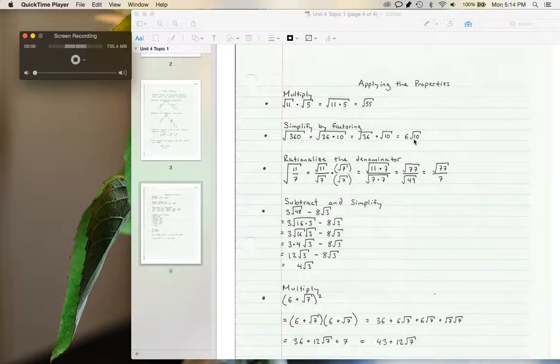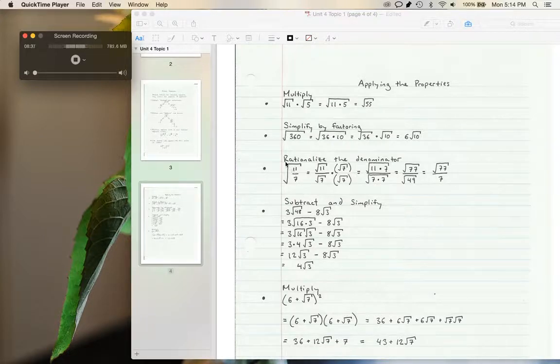The square root of 10, however, doesn't have a nice, easy square root solution, and it can't be simplified anymore by factoring because no factors of 10 are perfect squares. Let's see, 1, 2, 5, those are the only factors of 10. None of those are perfect squares. So this is as simplified as we're going to get. 6 square root of 10 is our answer.